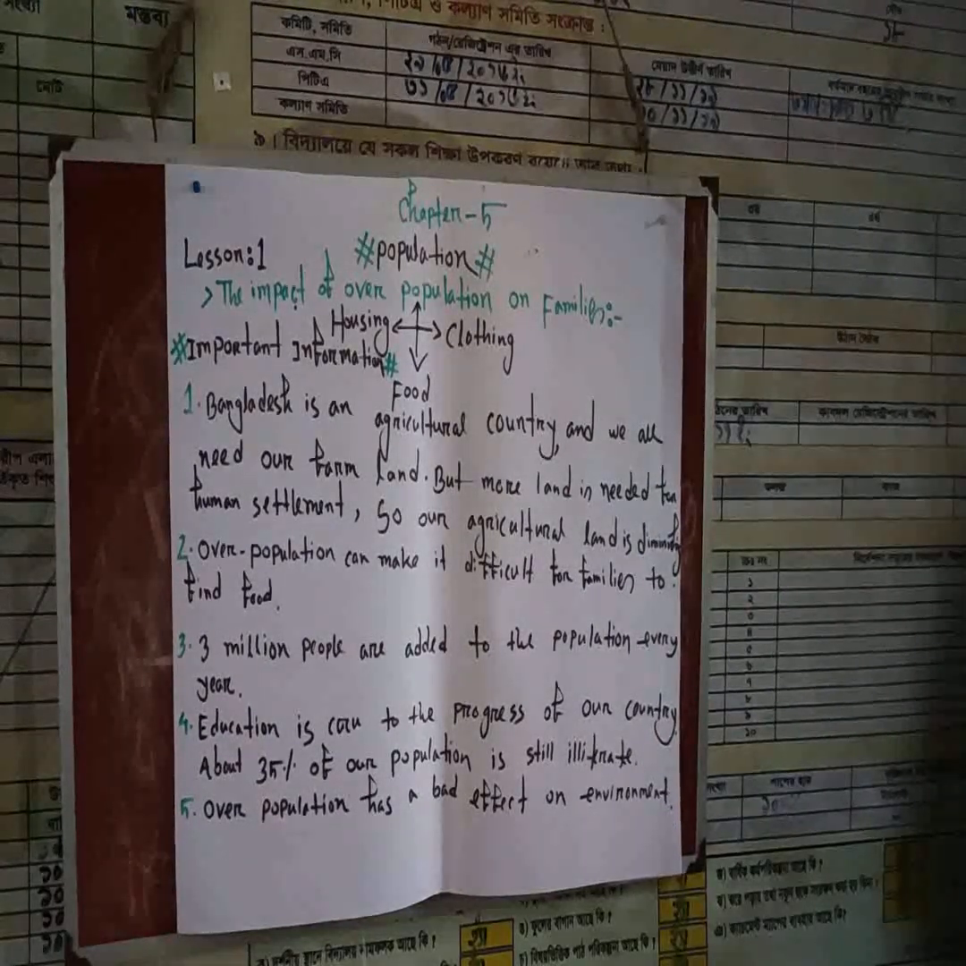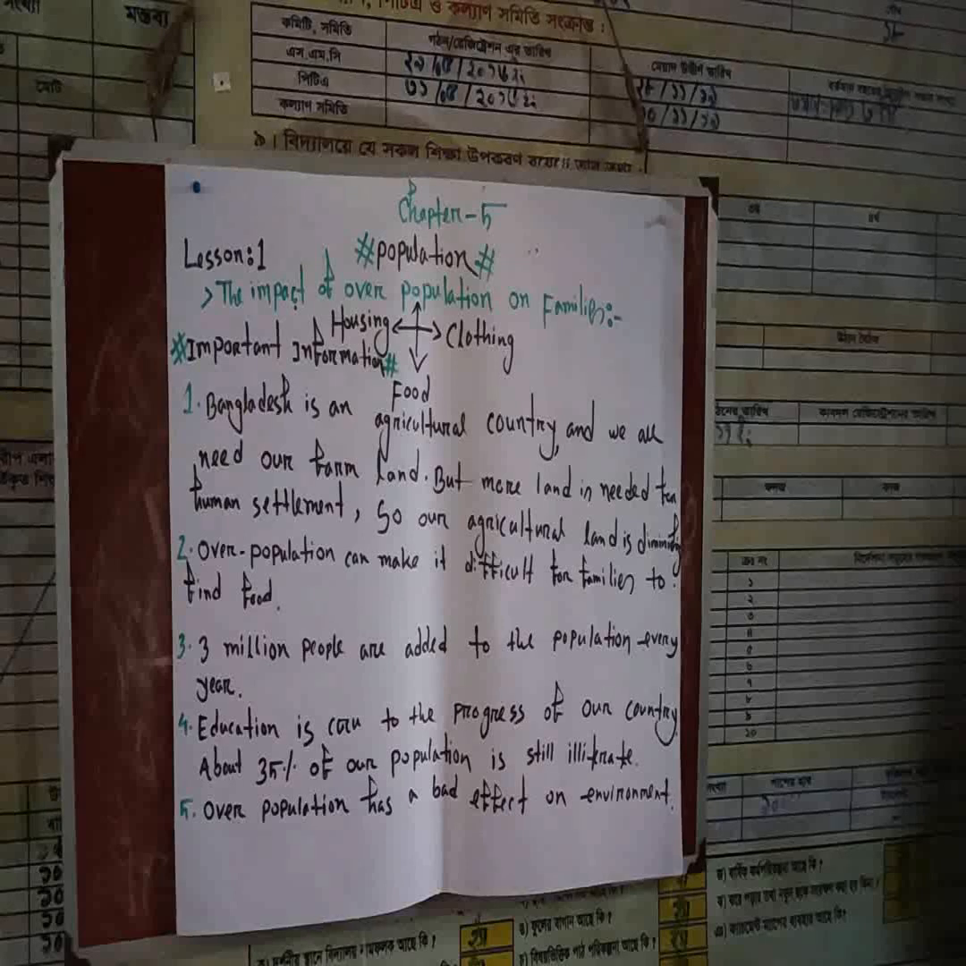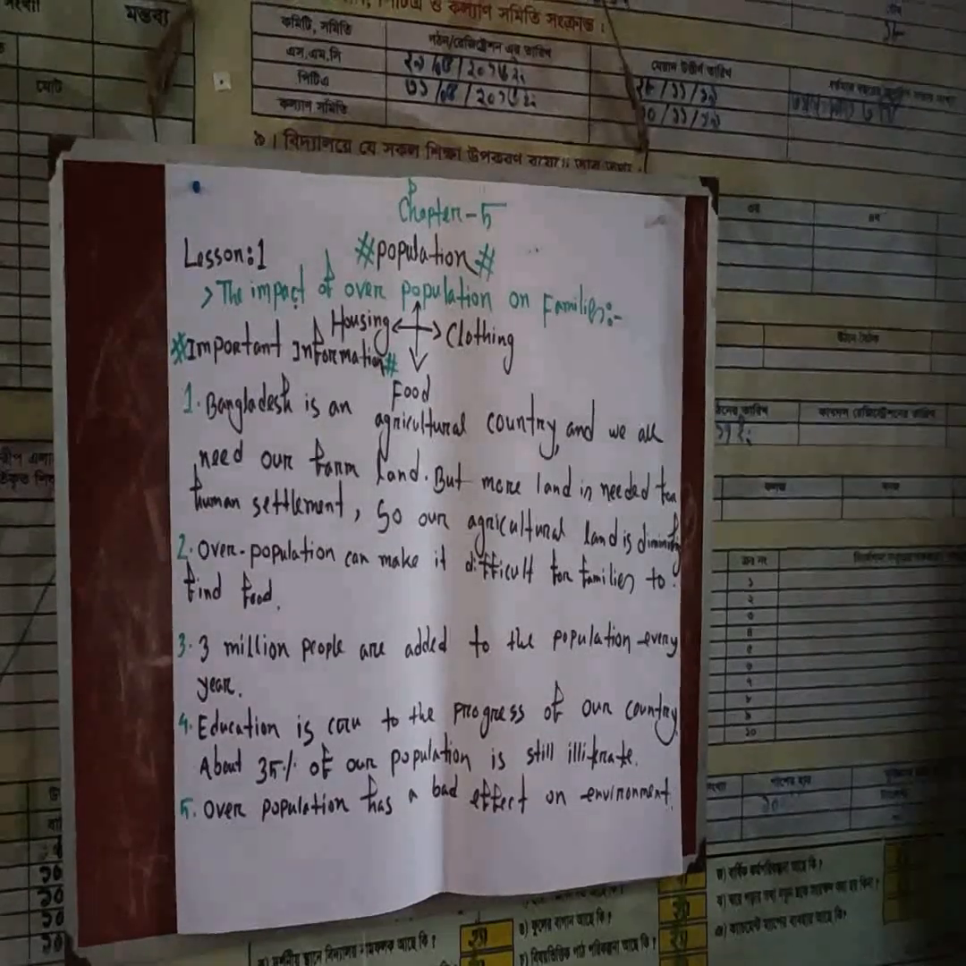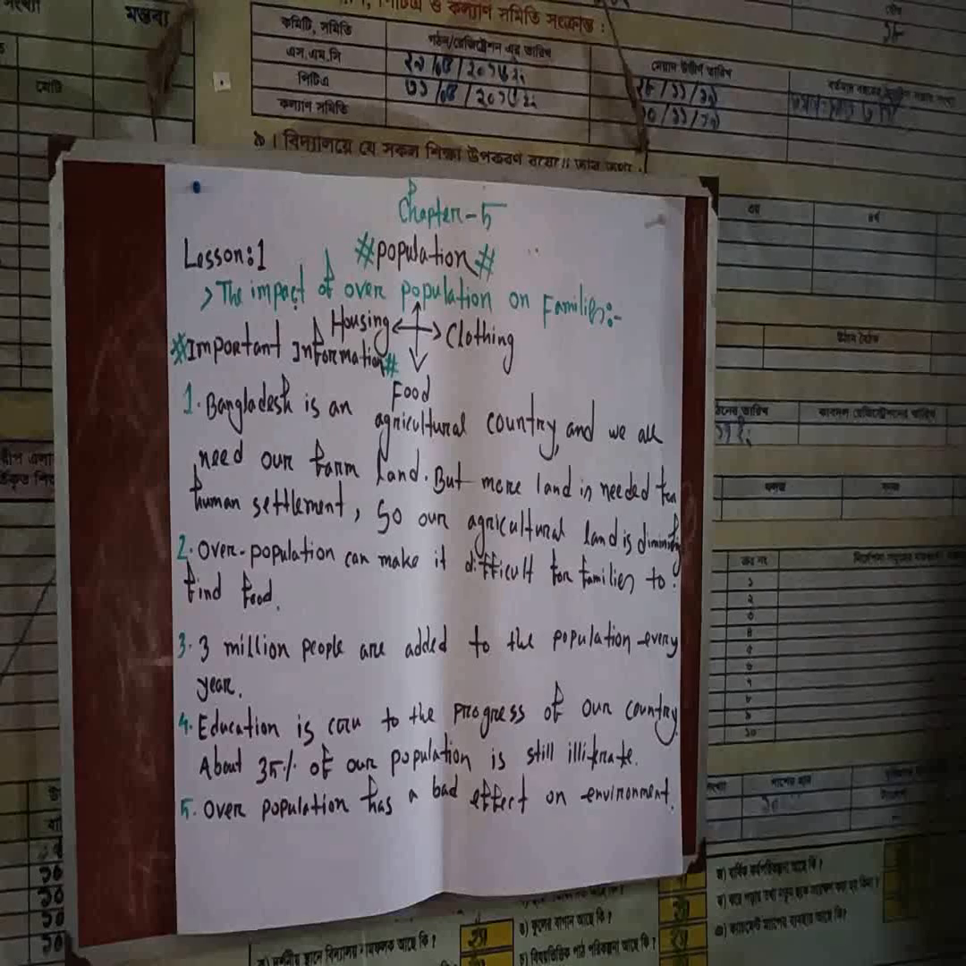Well, Bangladesh is an agricultural country, you know, but agricultural land is diminishing day by day. Almost 2.5 million metric tons of food is imported every year. At present, we have a shortage of sufficient food. So it's a major impact of overpopulation here.